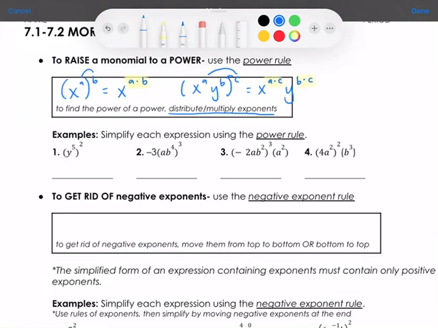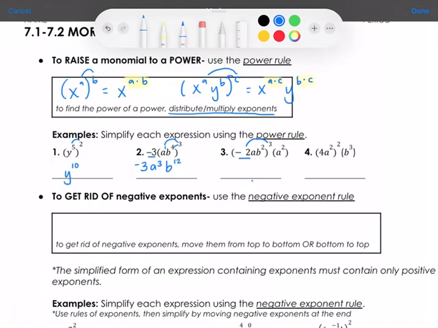So here are some examples. We're going to simplify each expression using the power rule. So I have y to the fifth, all raised to the second. I distribute this, and I get y to the 5 times 2, which is y to the 10th. Here, this -3 is on the outside, so it's not going to get anything distributed. That's just going to drop down. And then I distribute the 3. So a to the 1 times 3 is just a to the 3, and b to the 4 times 3 is b to the 12th.